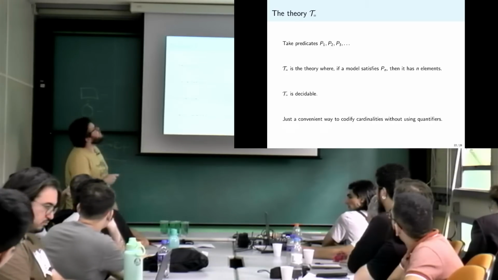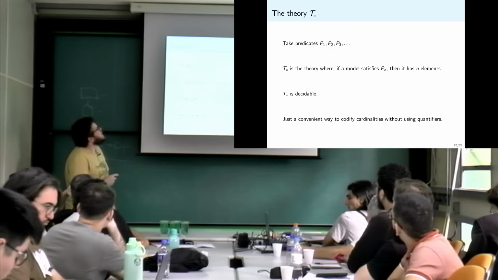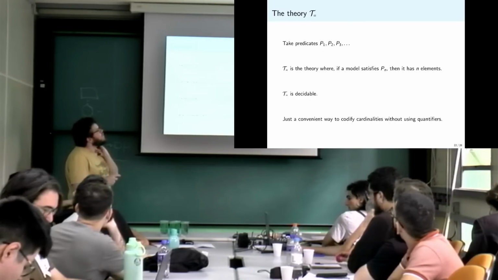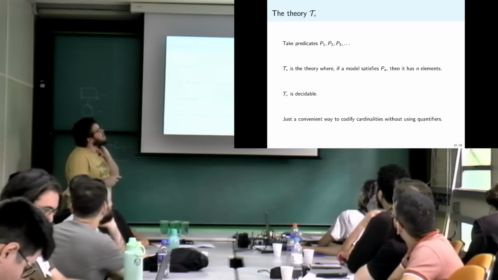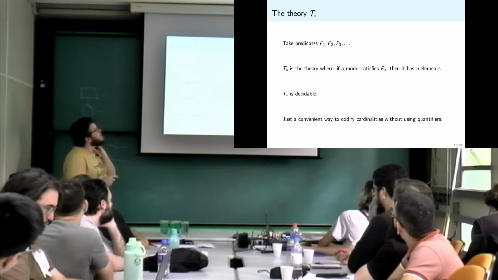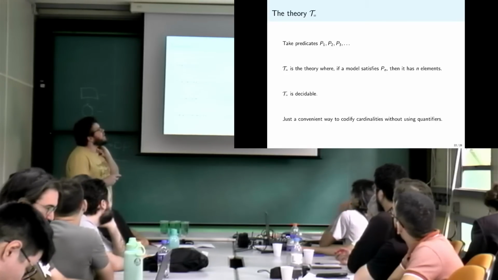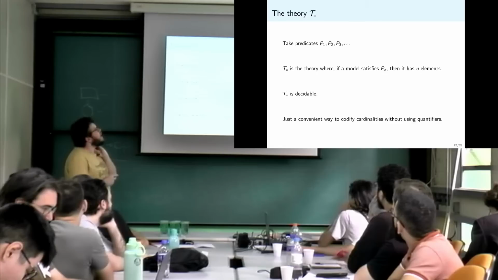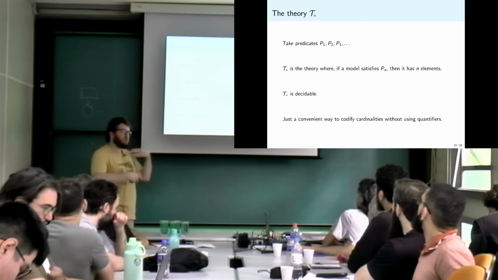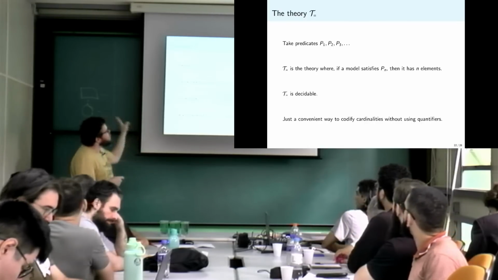It has infinitely many predicates. And when one of these predicates is true, then the theory has precisely as many elements as the index of your predicate. So if P3 is true, then the model has exactly 3 elements. If P17 is true, the model has 17 elements, and so on.